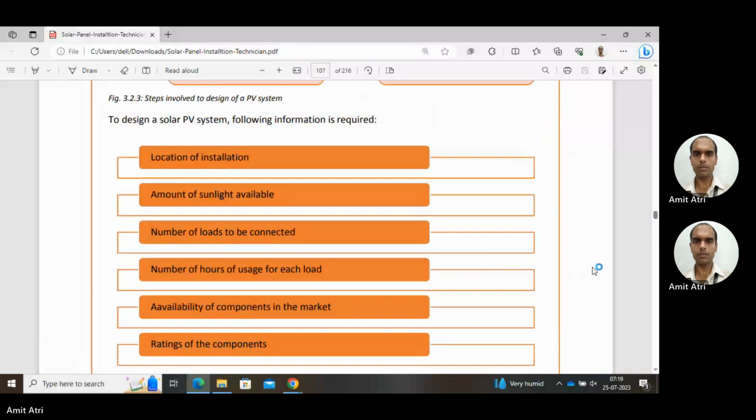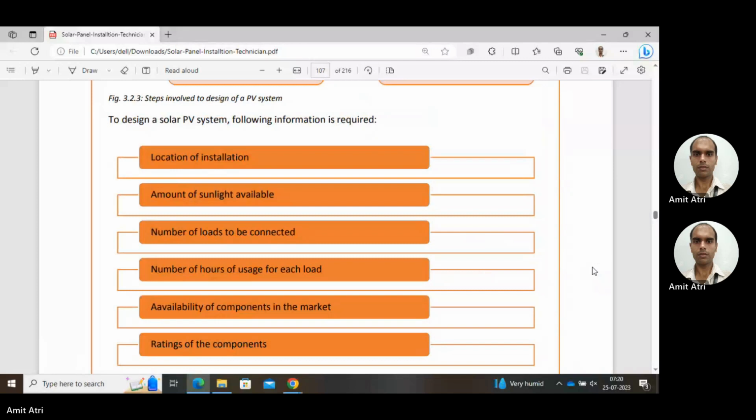Okay, then the number of loads to be connected. How much load is to be connected? The number of hours of usage for each load. High power load, low power load, different types of equipments are placed inside the house where we have to install this solar PV system. So for how much duration the different types of equipments or loads inside the house are being operated, that determines the total energy consumption.